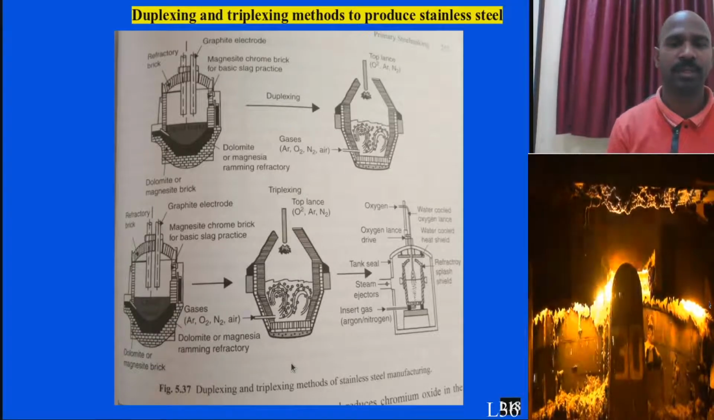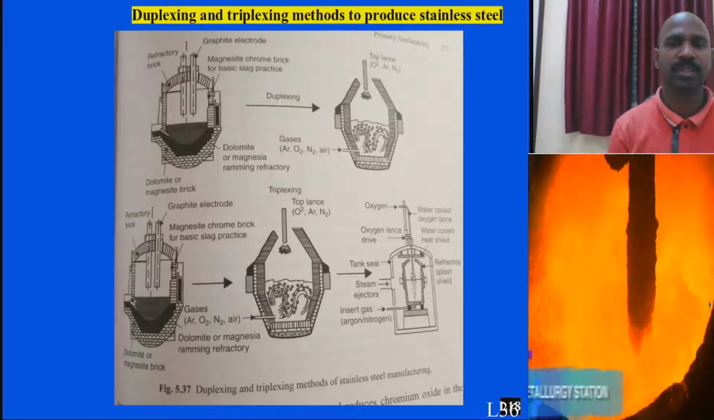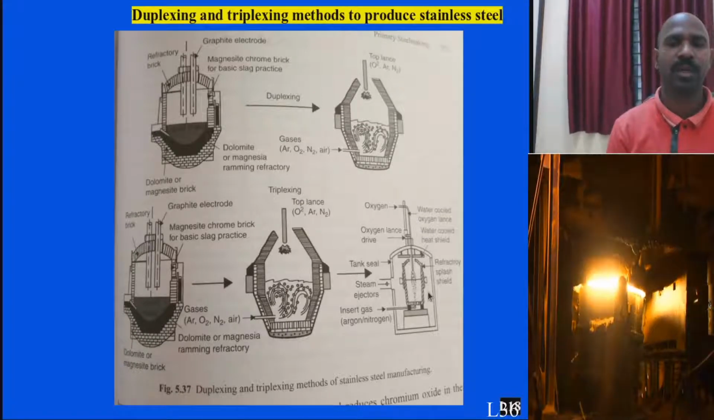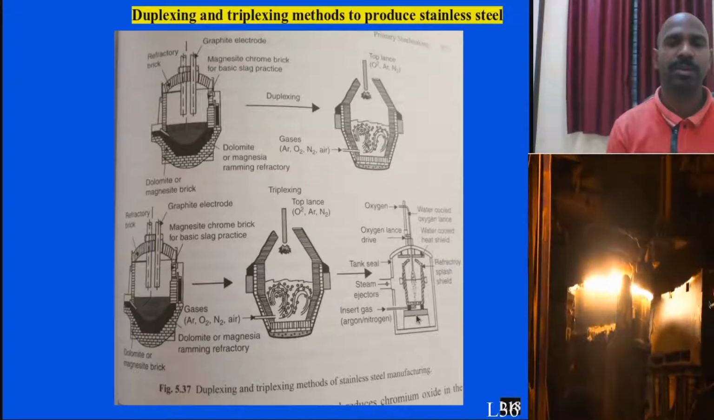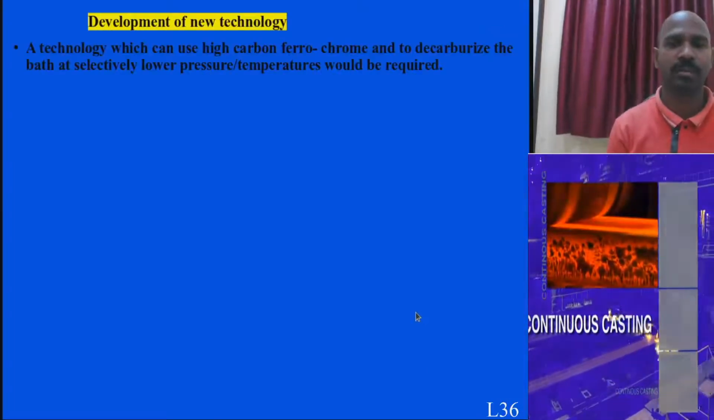Meanwhile, the other development, including the AOD vessel, so that they developed the duplexing method also. Initially it was the EAF process and vacuum degassing method. Only two things were followed to produce stainless steel. That particular point also one needs to remember. Now let me talk about it step by step.